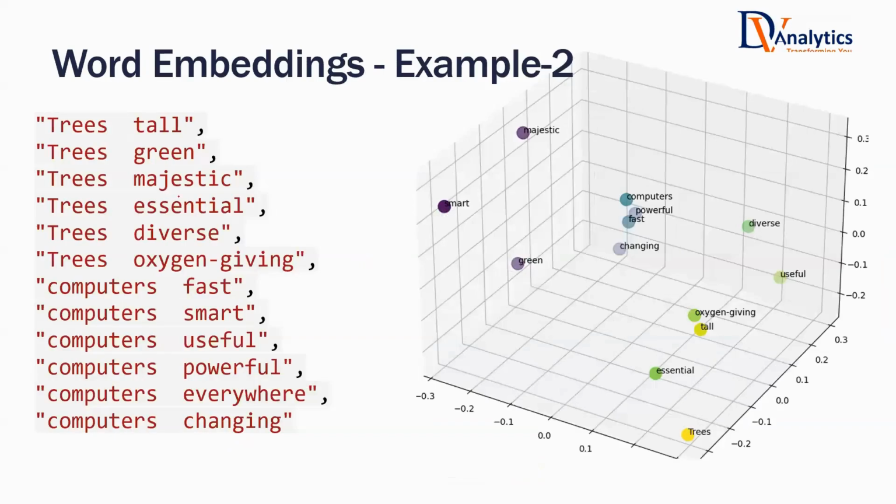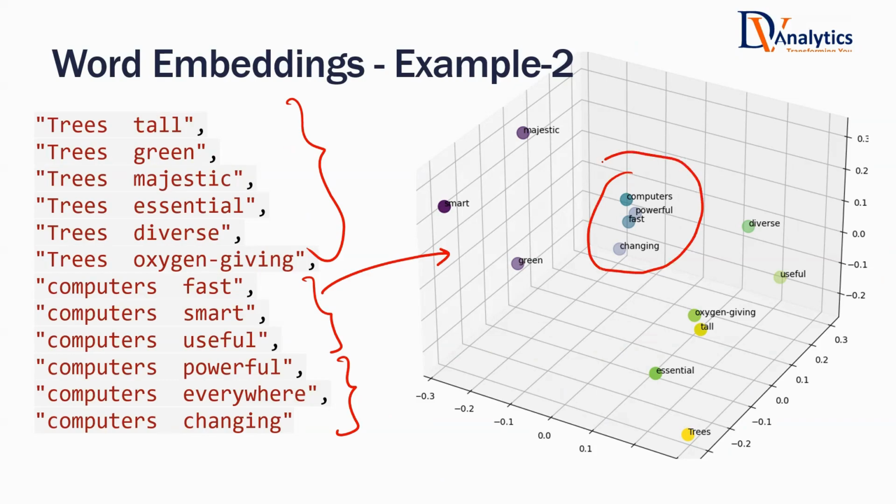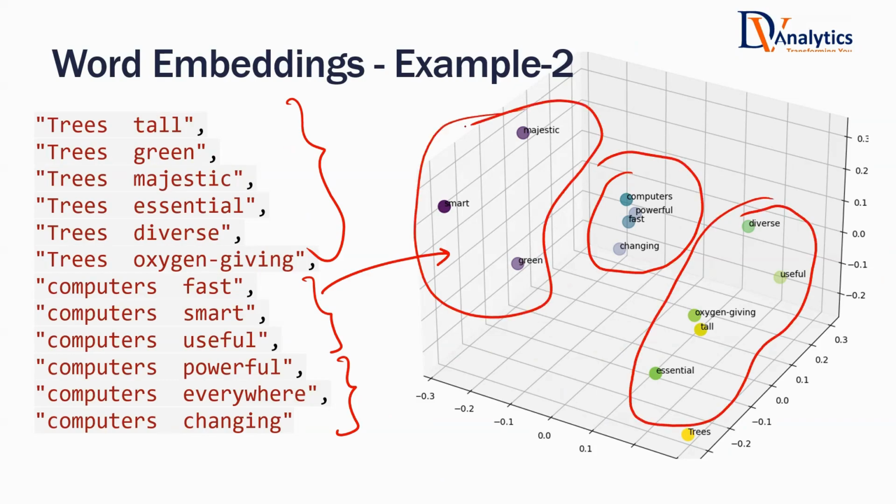Similarly, if you see this example, I have intentionally given two different contexts. Trees are tall, trees are green, trees are majestic, trees are essential, trees are diverse, trees are oxygen giving. Computers are fast, computers are smart, computers are useful. Now, when you do Word2Vec, it will turn out to be like this. Computers are fast, powerful, charging; trees are diverse, useful, oxygen giving, and so on. Since this is very small data, you will see this as output.